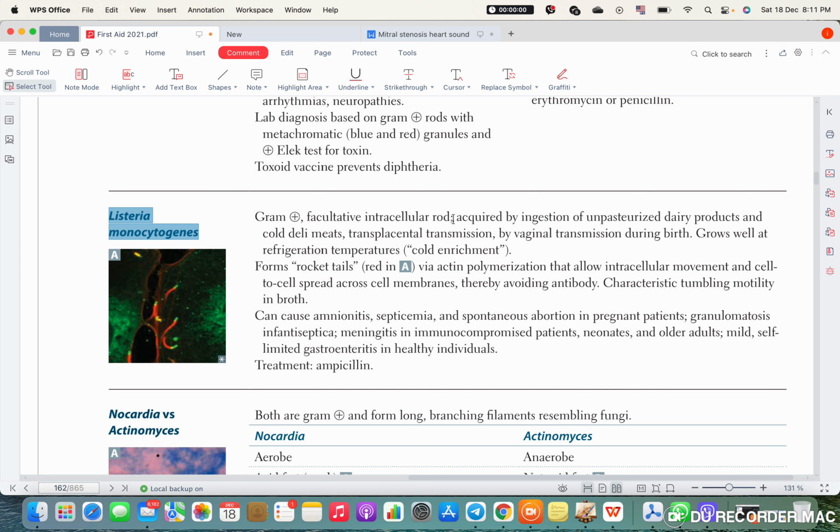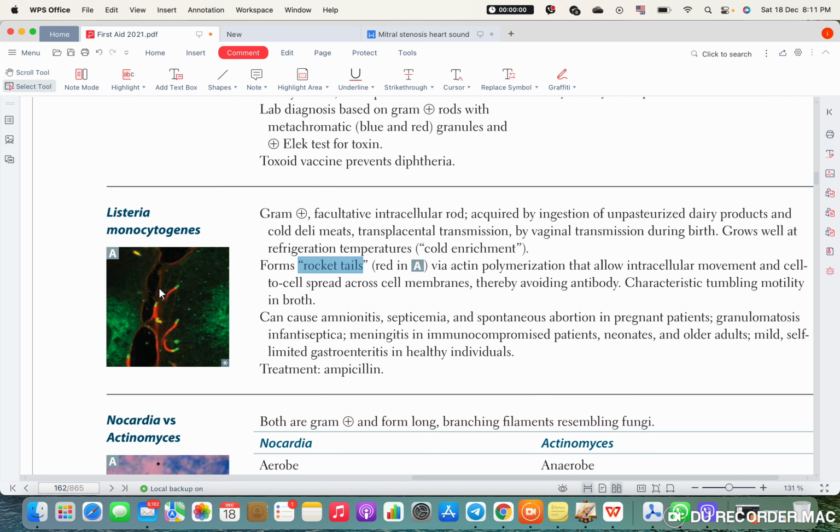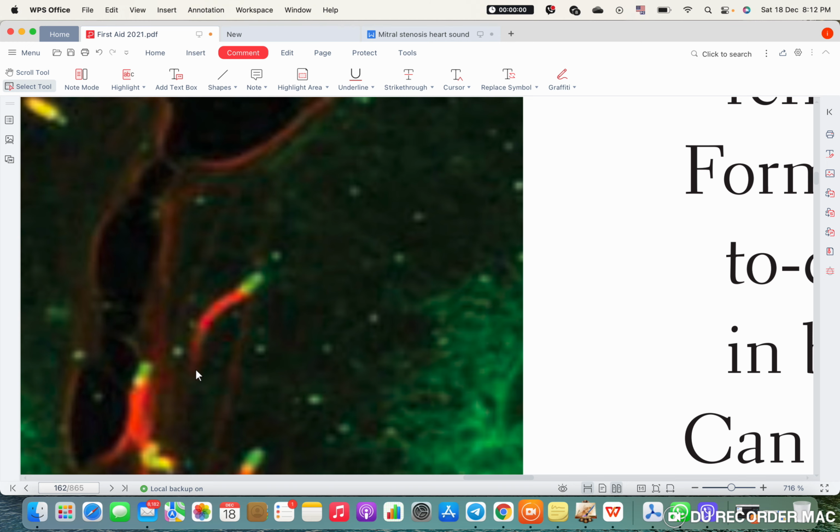Gram-positive facultative intracellular rod. Why facultative? Because they can move in and out. Acquired by ingestion of unpasteurized dairy products, which is milk, and cold deli meat. It has transplacental transmission and vaginal transmission during birth. It grows well at refrigeration temperature. Like if you put it in the fridge, it's like, well, okay, I can still grow. I don't really care. And that means you can get it even from ice cream. Yep. So it has formation of these rocket tails. I hope you understood what these rocket tails are. Basically, this is the bacteria and this is its rocket tail.